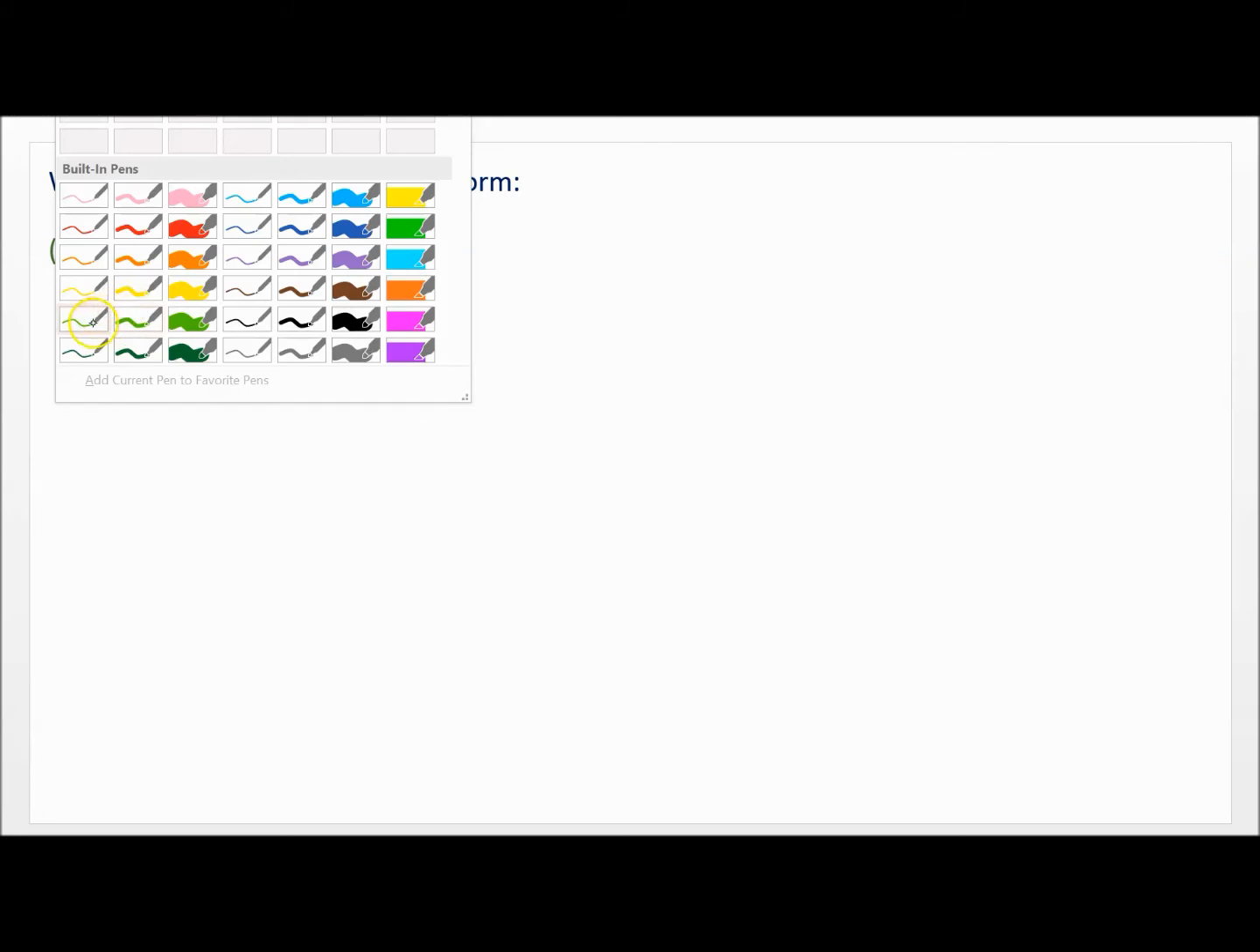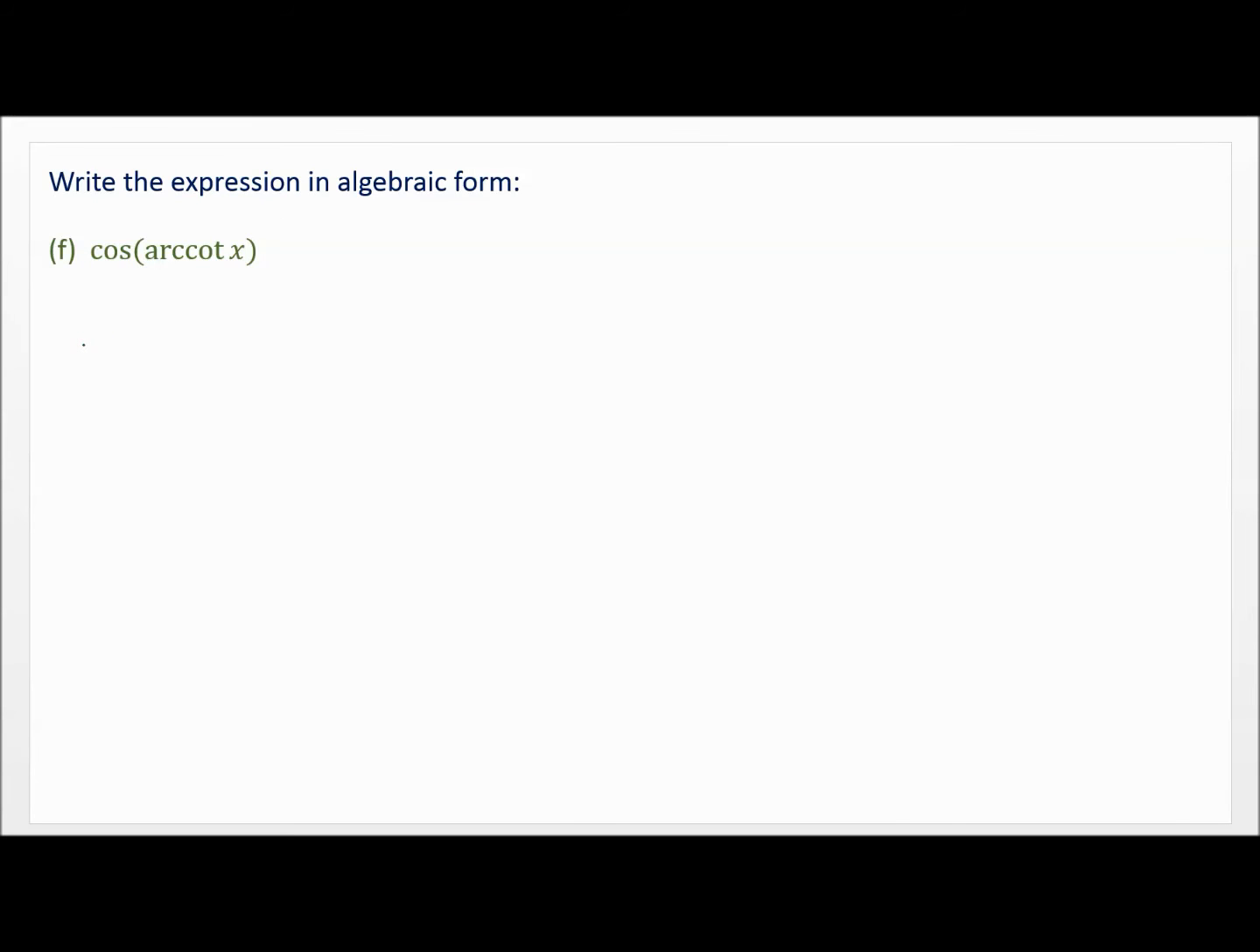All right, so you're ready to try another one of these? We've got the cosine of arc cotangent of x. So again, my advice is to pause it and see how you do with this. Remember to start on the inside, draw your triangle, label your sides, and then evaluate the cosine of what you got.